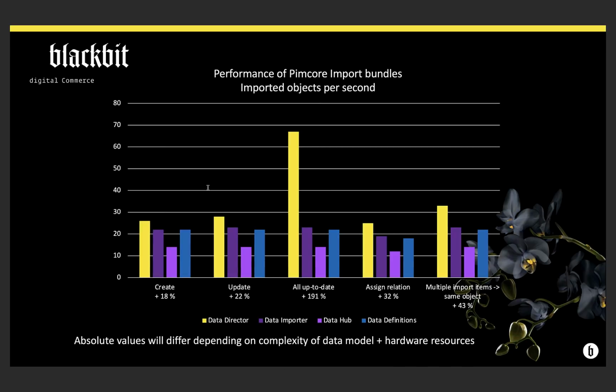So let's see some numbers about that. I've prepared a diagram where we compare the performance of the different import plugins for Pimcore. In the first category, I have set up a script which creates objects. So they do not exist yet, but they are newly created. And the number below here is the difference between the data director performance and the best alternative. So here we have 18% better performance than with the best other alternative.